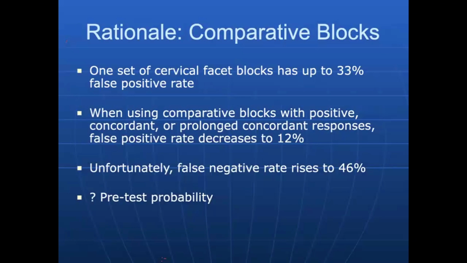Unfortunately, if you use really strict criteria, your false negative rate goes up to 46%. So unfortunately, if you're too strict with your criteria, you could be ruling out too many people that could benefit from the procedure. And so I like to think about what's my pretest probability as I'm interpreting these results. Next slide, please.